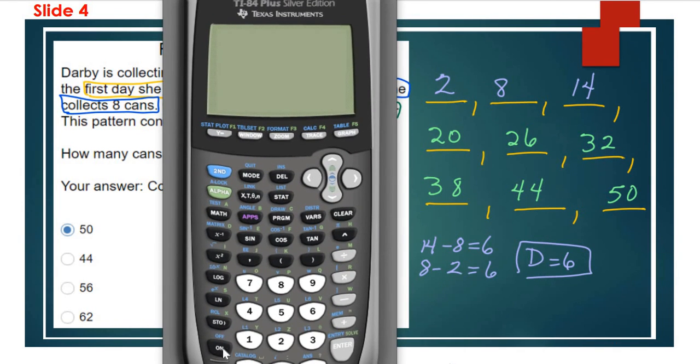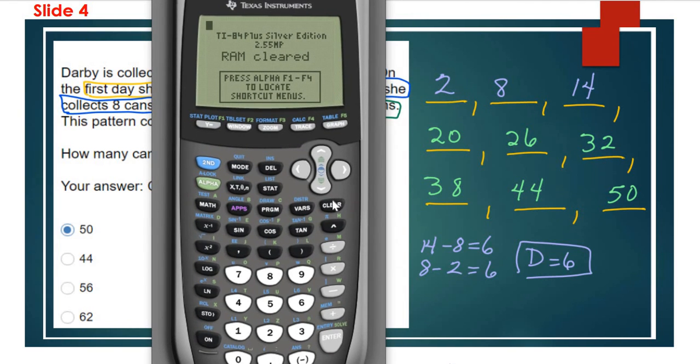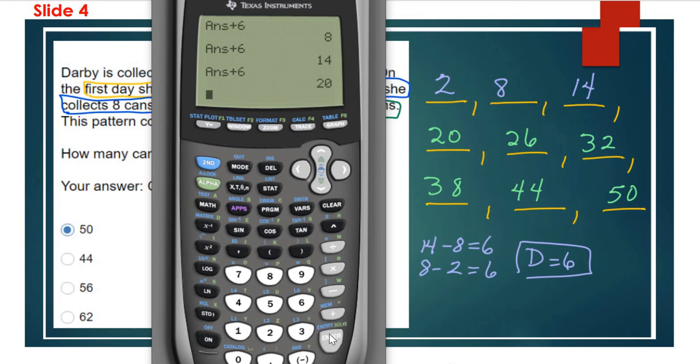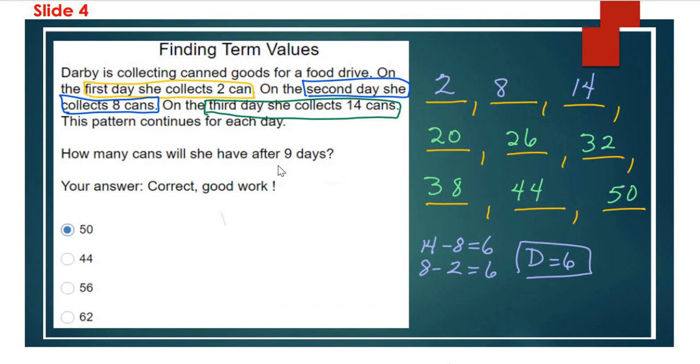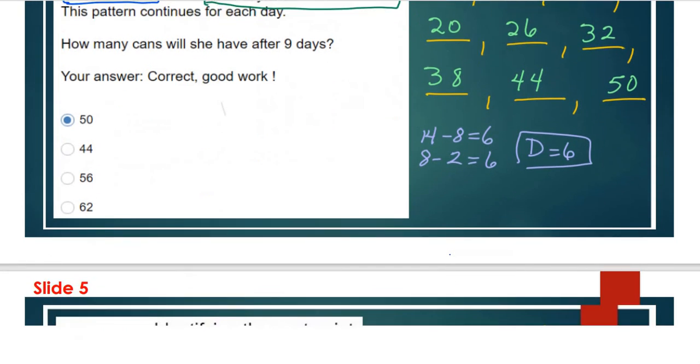Or if you have the graphing calculator, you can do this. I'm going to turn it on and clear it. I'm going to put in 2, hit enter, that's my first term, plus my common difference, which is 6. So I'm going to put plus 6 and hit enter. Enter, and as you can see, it's going through the sequence. The next terms are 20, 26, 32, 38, 44, 50. And this right here is the 9th term. There are 50 cans. She'll have 50 cans after 9 days.